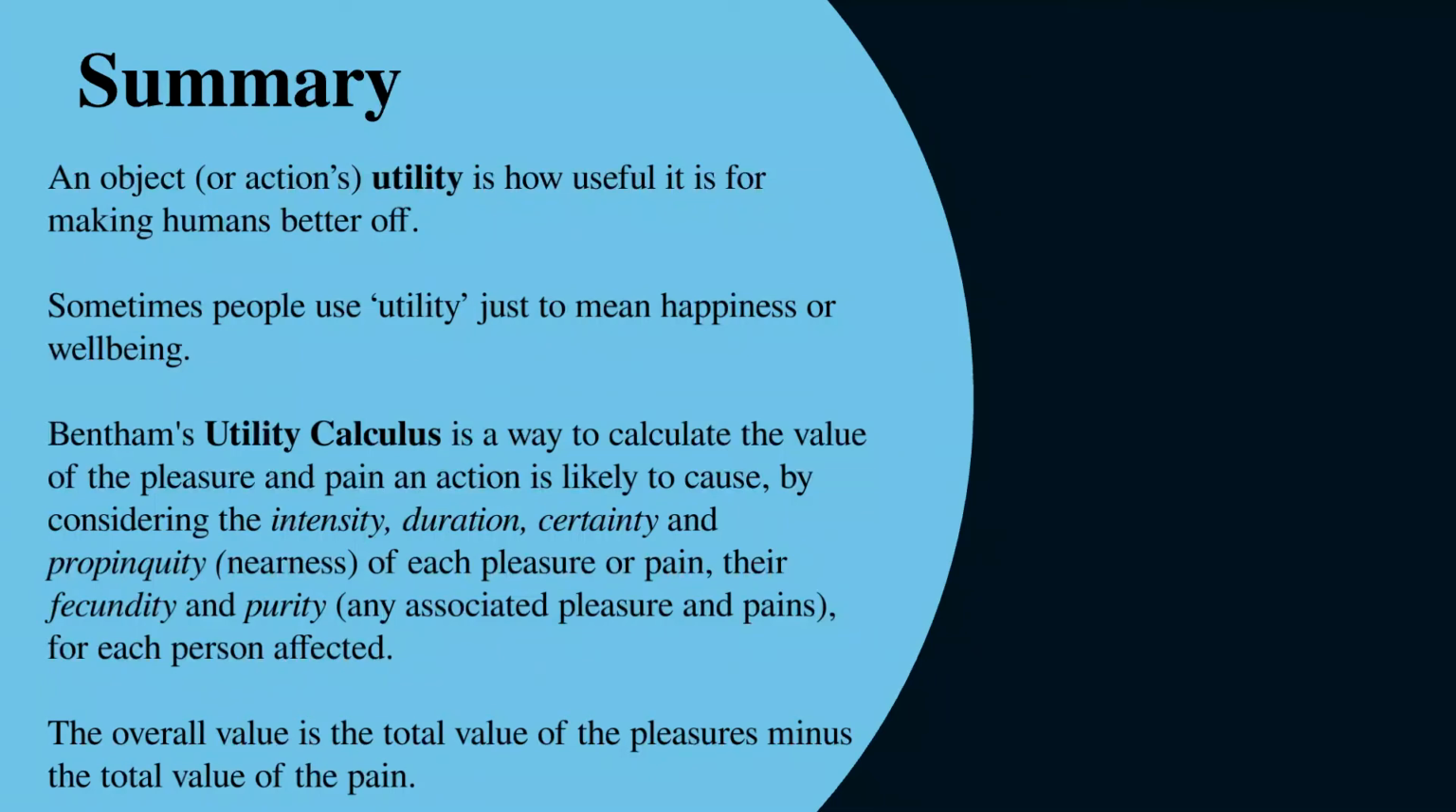Bentham's utility calculus is a way to calculate the value of the pleasure and pain an action is likely to cause. We do this by considering intensity, duration, certainty, and propinquity or nearness of each pleasure or pain, their fecundity and purity, whether they're going to lead to further pleasures and pains, for each person affected. Then we consider the extent, how many people are affected, and the overall value is the total value of the pleasures minus the total value of the pain.